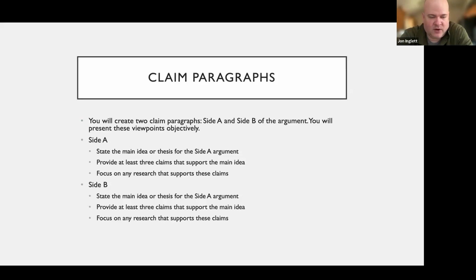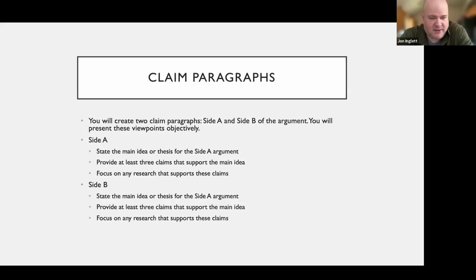And side A, what do you want to do within side A? You want to state the main idea or thesis for the side A argument. After presenting the main idea of the entire argument, next you would provide at least three claims that support the main idea. Then within those three claims, you want to focus on any research that supports these claims. The claim should have some evidence to prove the point, but you don't want to go into a full classical argument style. Again, side A should be objective. It's not your side, it's side A's side.